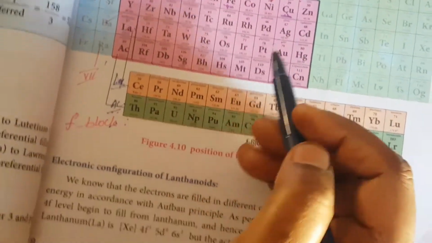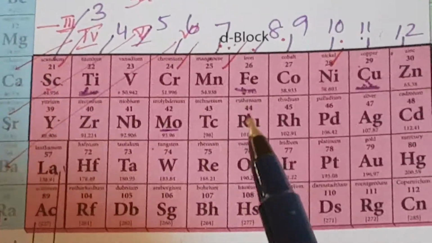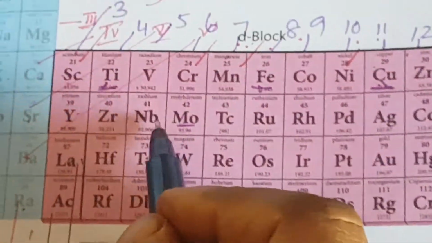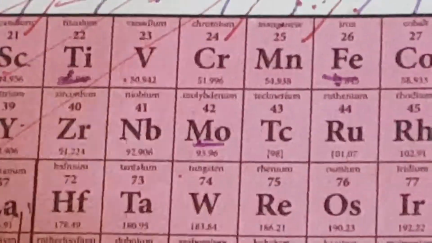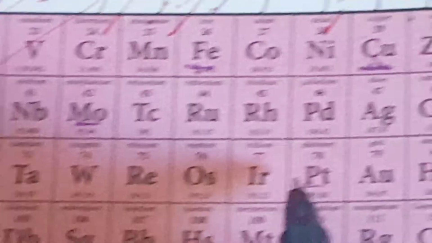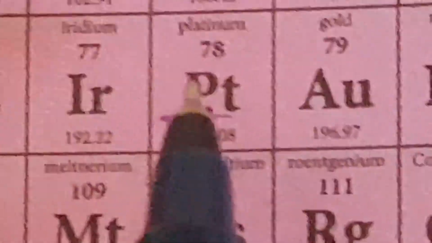So here is molybdenum. Molybdenum is used in boilers and power plants. And platinum is used as a catalyst. In most chemical reactions, platinum is used as a very good catalyst.